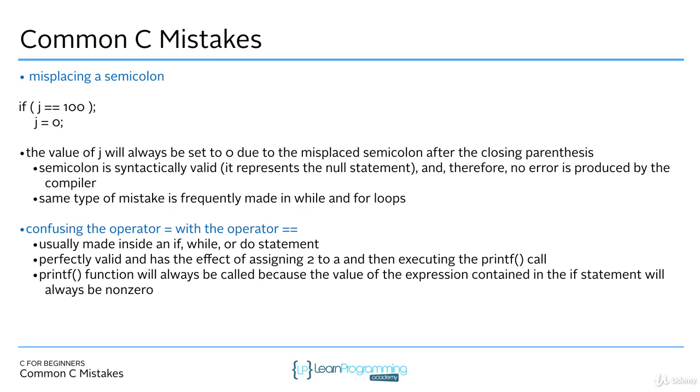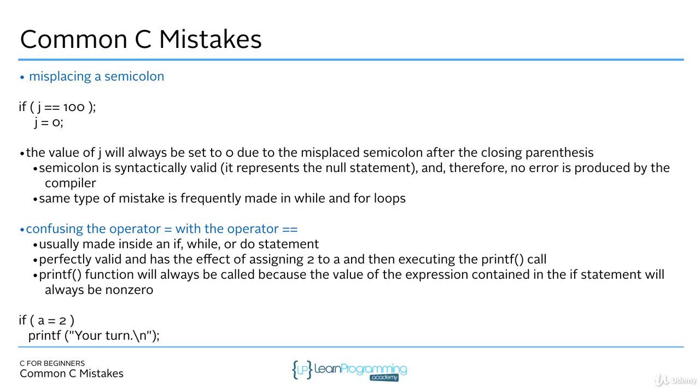Now, if you try to compare two items, like two integers, inside of an if statement, and instead you use the assignment operator, you actually won't have a compiler error, but that expression is always going to evaluate to true. This is usually made in if, while, do statements inside the Boolean expression. And this is valid, except it has the effect of assigning to something as opposed to evaluating something.